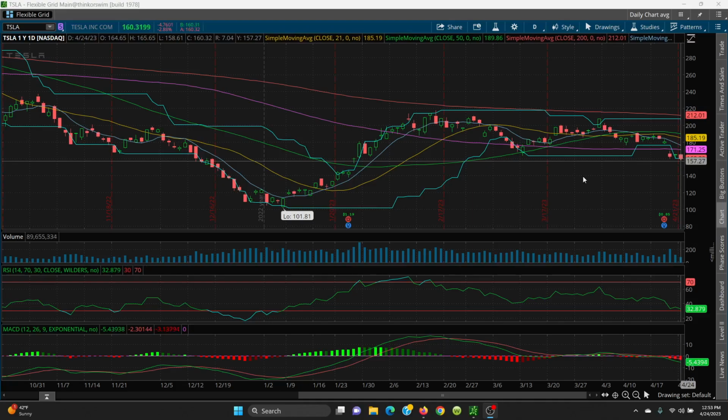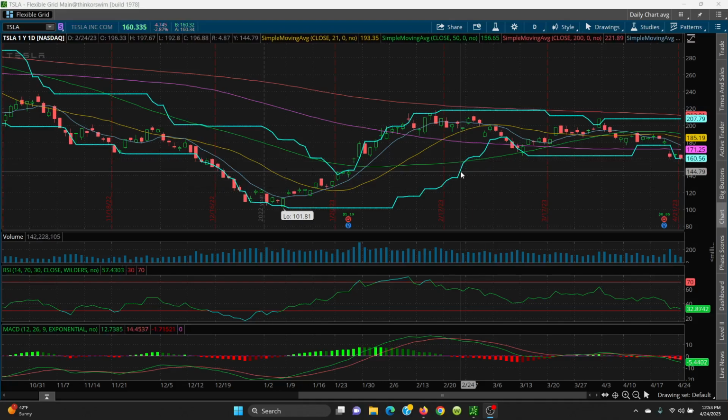So what we want to do is click on this price channel, and then we want to look at 160.56. Today, it needs to close above. That is going to be the key, a close above that 160.56.